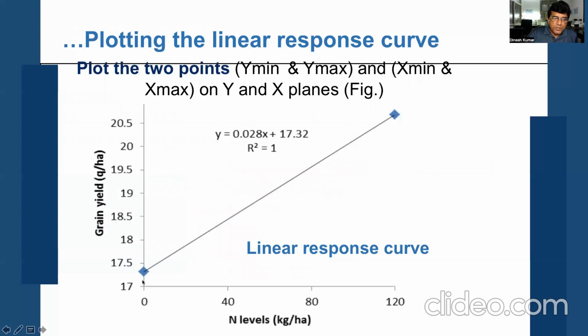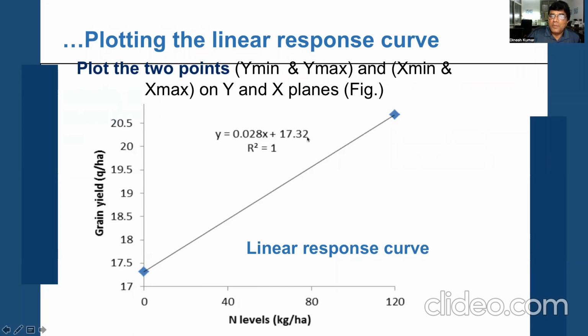You have 0 at 0, 17.32. You just put a point here, and then at 120 you have this 20.68. So here you put the point 20.68 and join these 2 points. Then you need to write the equation here on the line. This is the regression line. You can also call it a response curve. Of course, it is not looking like a curve, but usually you can call it a response curve.